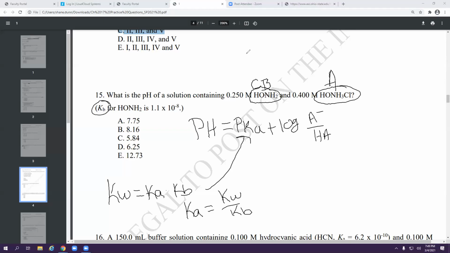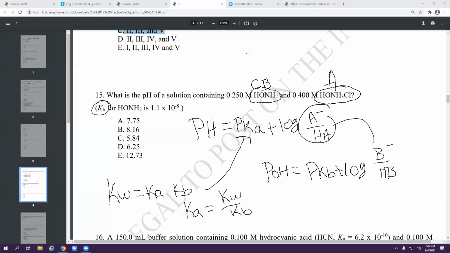Since I have KB, all I'm doing is making POH instead. So POH equals PKB plus log of, theoretically, B minus over HB, which is the same thing as this. Pretty much the same, it's 0.4 over 0.25. But instead of getting pH, I get POH. And then remember, pH is equal to 14 minus POH. That's the two ways to do this equation.